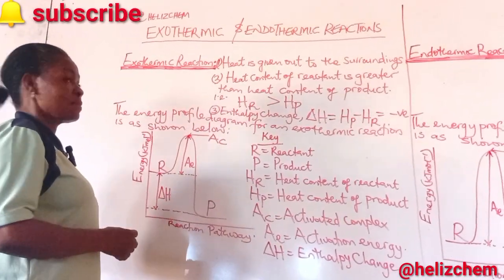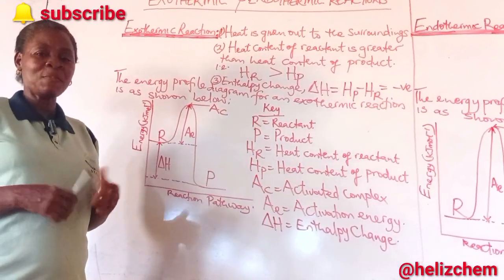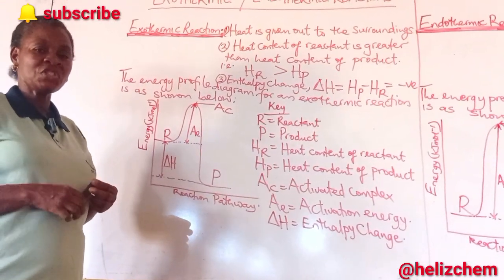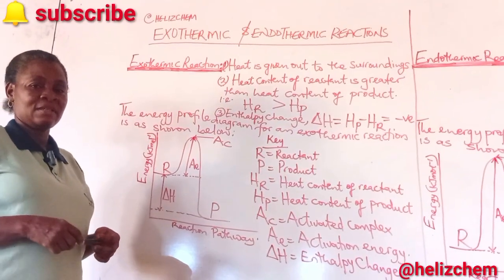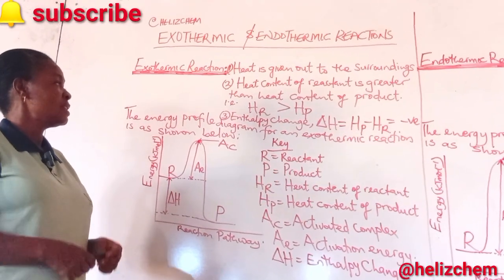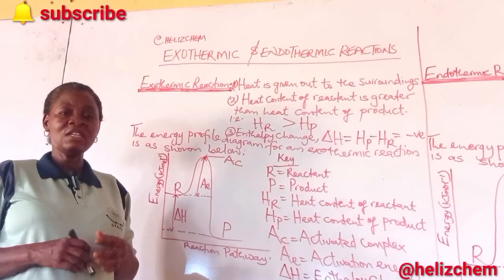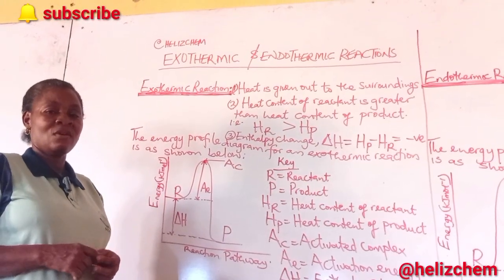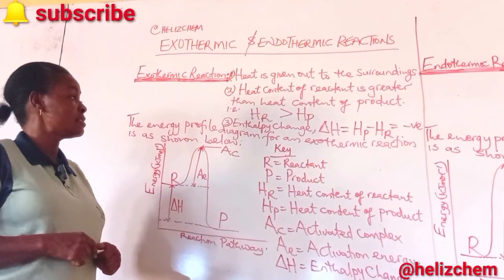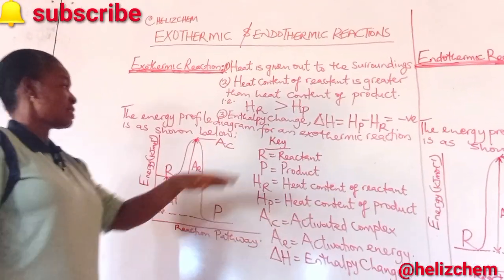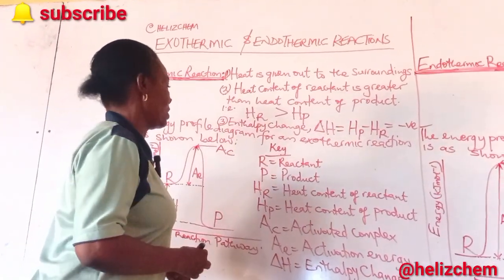What is an exothermic reaction? Exothermic reaction is a type of reaction in which heat is given out to the surroundings. And again, in exothermic reaction, the heat content of the reactant is always greater than the heat content of the product. That is, HR is greater than HP.